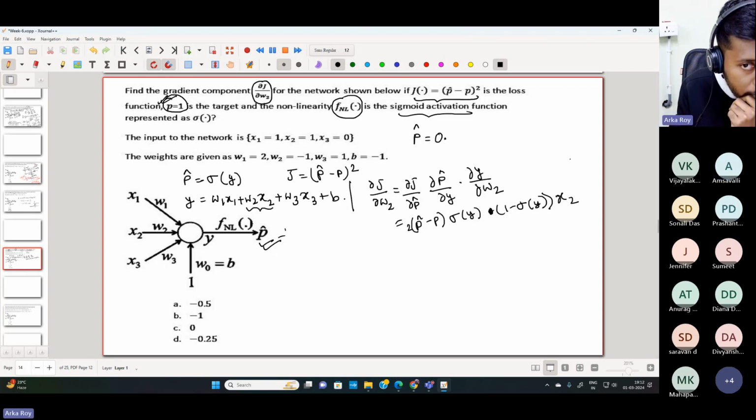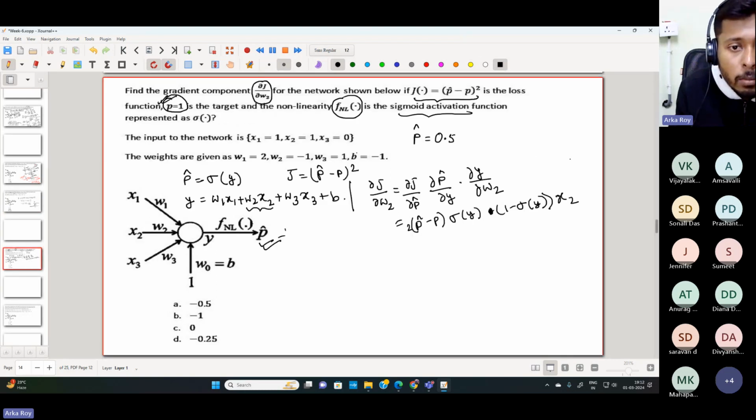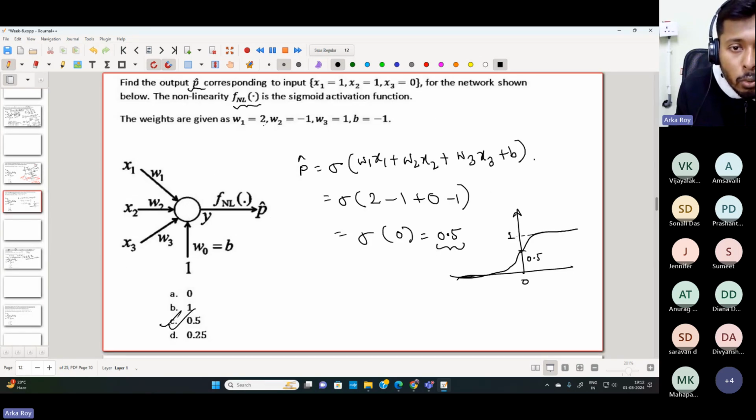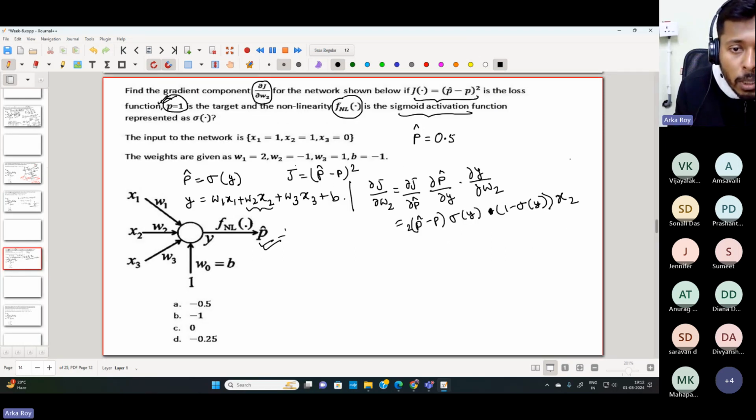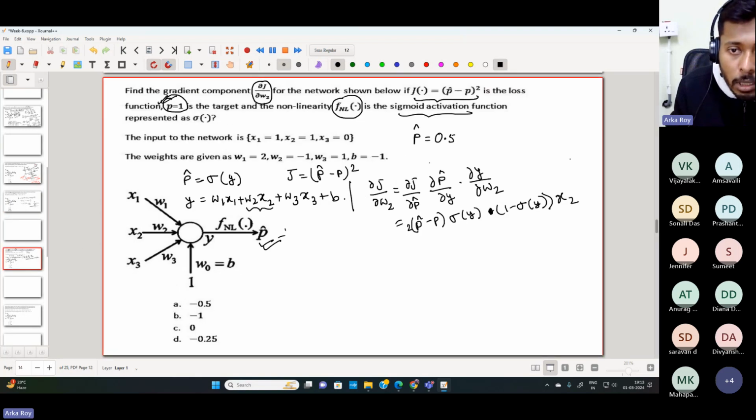As we just solved in the previous question, P hat is 0.5 and the values are the same, I guess. So we have 1, 1, 0 and the weight values are 2, minus 1, 1 and minus 1. Yes. So the output P hat is 0.5.